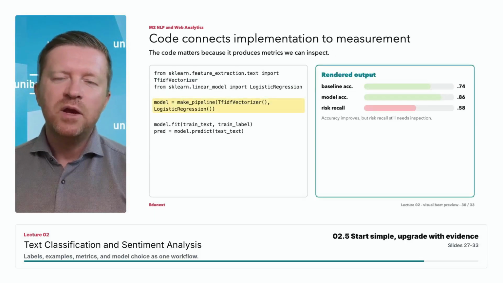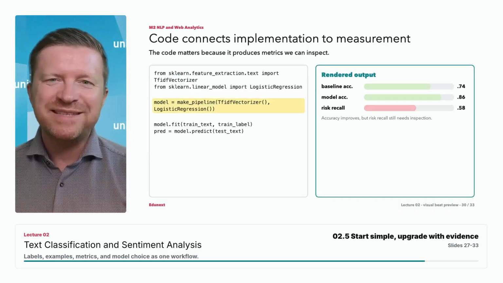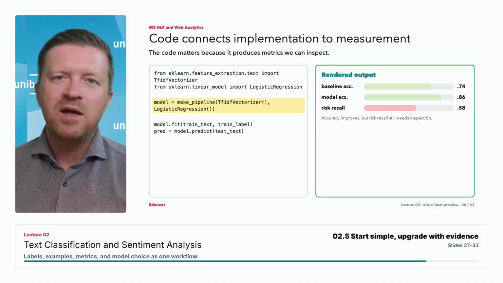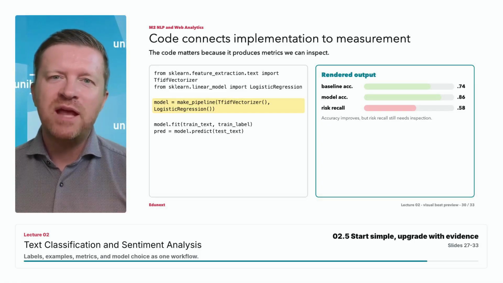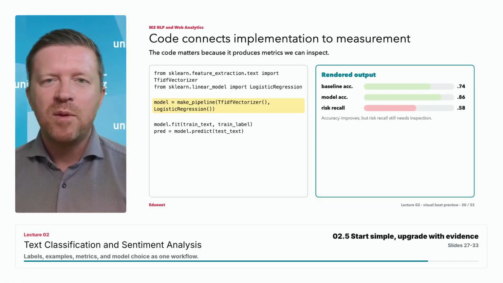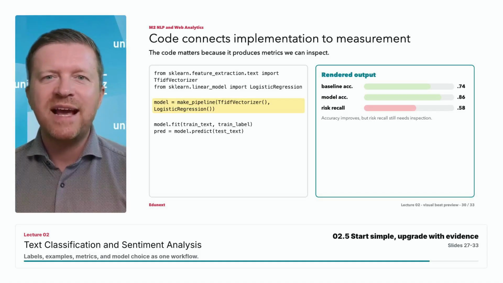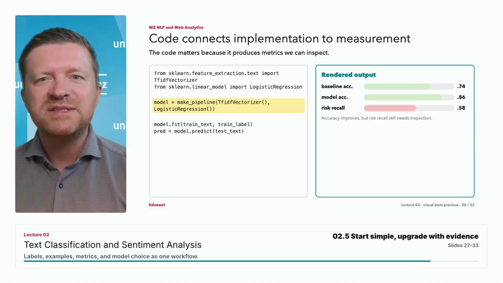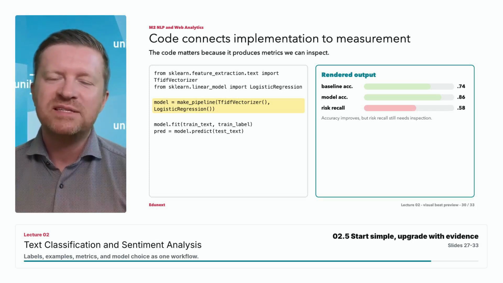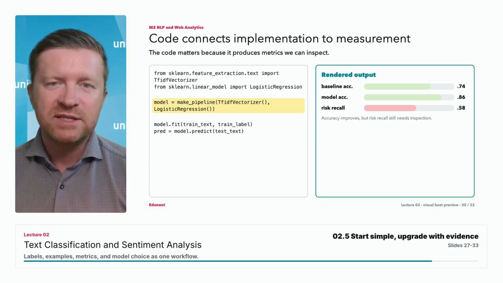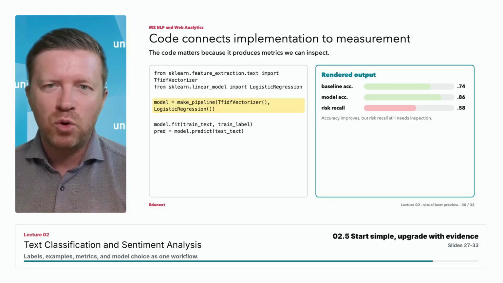On the slide, you can also see a small code example. The point is not to teach every line of code here. The point is to connect implementation to measurable output. We fit a simple model, and then we look at results such as baseline accuracy and recall on the risk class. If accuracy is acceptable but recall on risk is poor, that tells us what to improve.